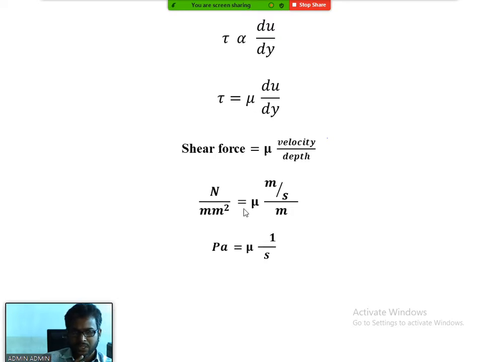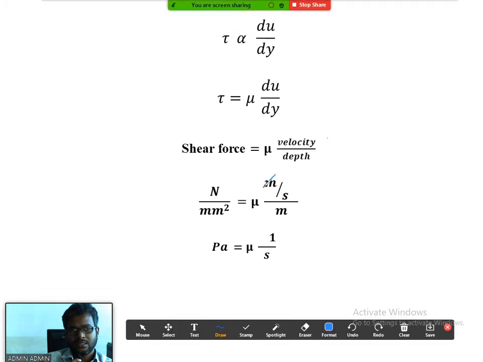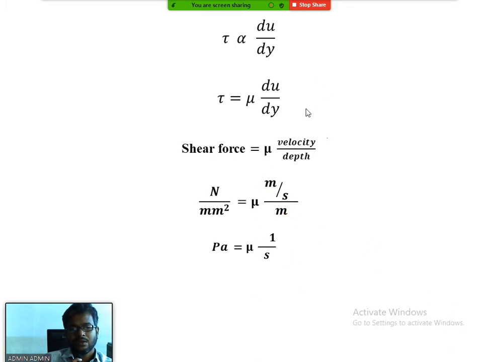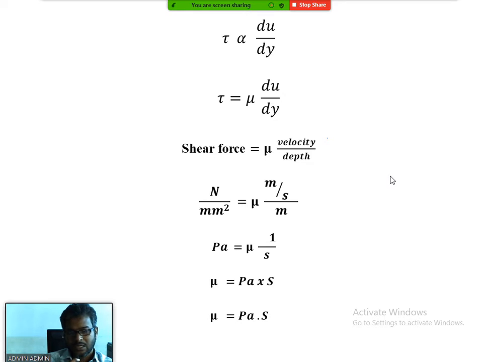So 1 Newton per meter square is nothing but 1 Pascal, and here the meter and this meter cancel each other, so 1 upon s remains. So mu is measured in Pascal second. Dynamic viscosity has the unit Pascal second, or Newton second per meter square.